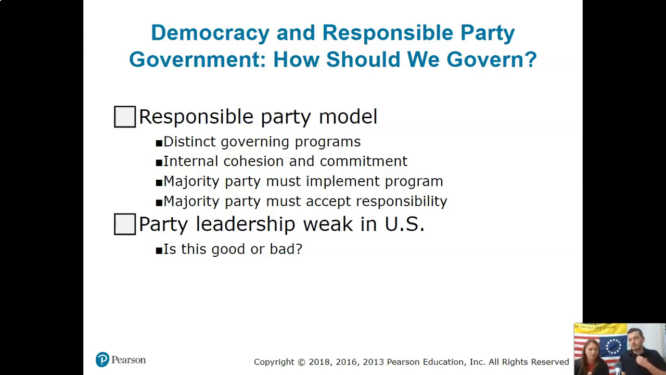So we've already kind of been talking about this. If somebody doesn't follow through with their campaign promise, it is the majority party, that's what the responsible party model is, that they have to take the blame. They are going to implement their policies, but if it doesn't work, they have to take the blame for those policies. And then party leadership weakness in the United States.